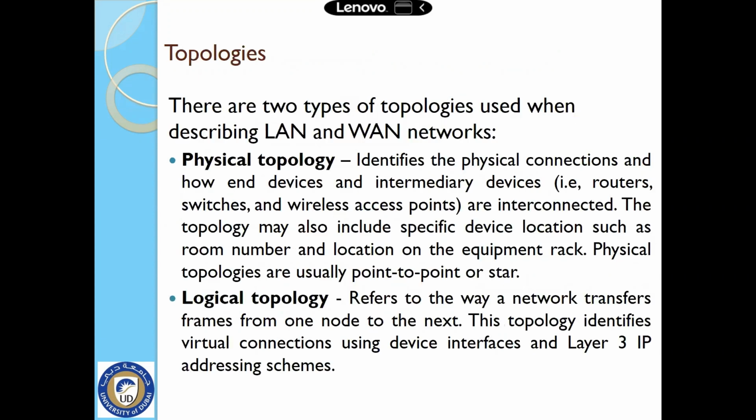All right, topologies, we have seen that a lot, so I'm going to go over it real quick. Physical topology basically tells you the real physical location of the devices and, let's say, the shape of the network, while the logical one is more about IP addresses and stuff.